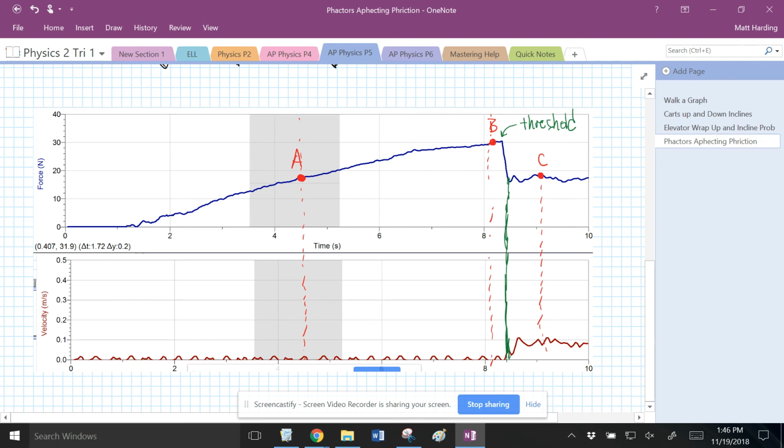So what we're seeing here are two different types of friction. Over here, this is called static friction. Okay, and that happens when the velocity is 0. And over here we have kinetic friction when the velocity is non-zero. All right, we'll pick up with that tomorrow.